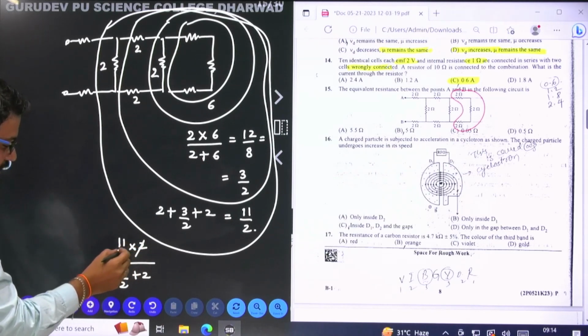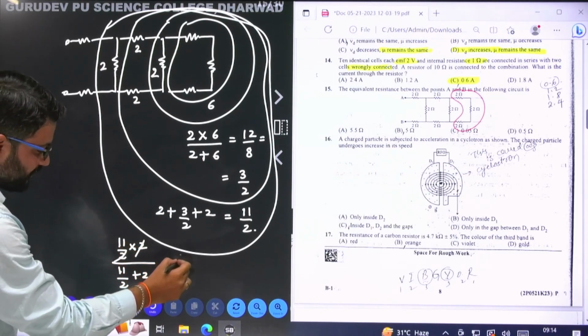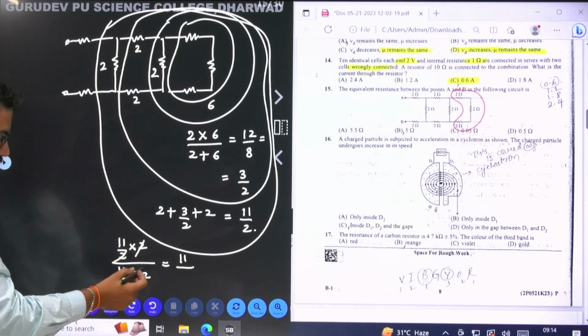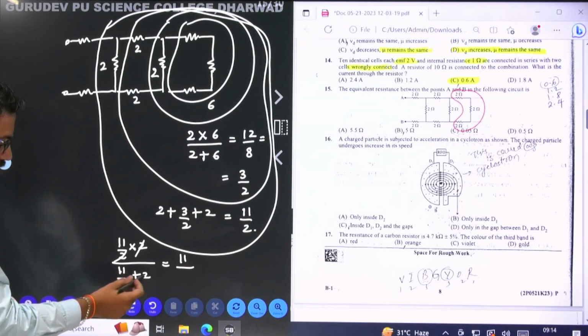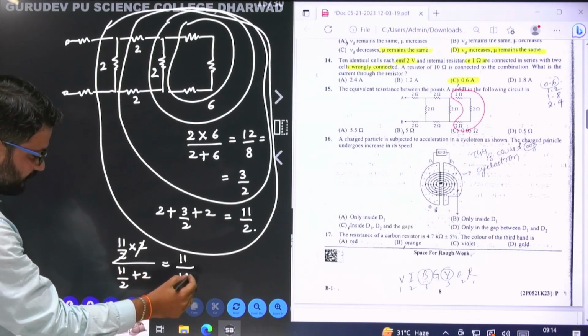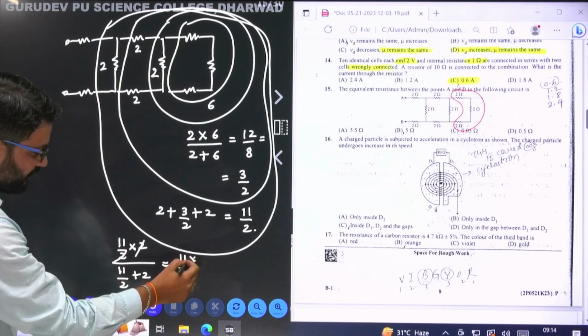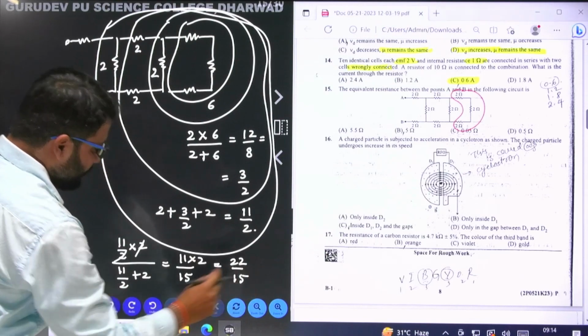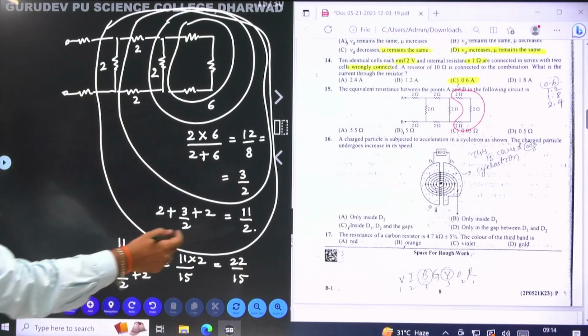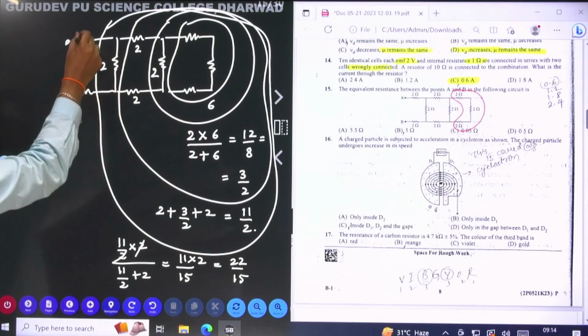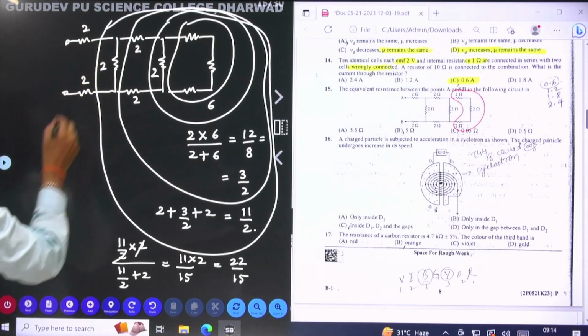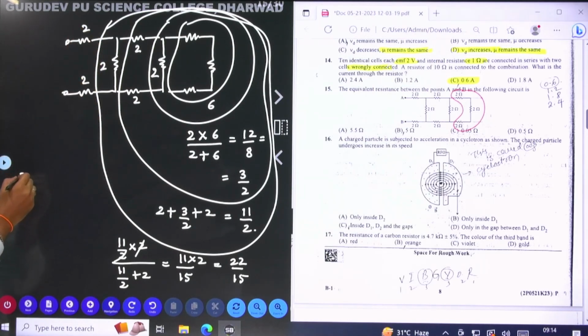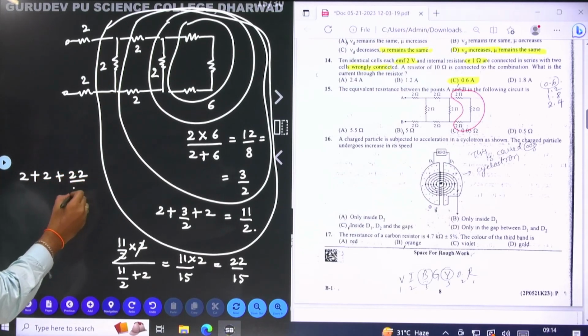So I think this 2 cancels this one. So you are left with 11. In the denominator you are having this one. So multiply to this, so you would get 15. 15 divided by 2, 2 goes to the numerator. So it would be 22 divided by 15. So again, this 22 has to be added to these two, that is 2 ohms and 2 ohms. Now sit and try to figure it out. That is 2 plus 2 plus 22 by 15.